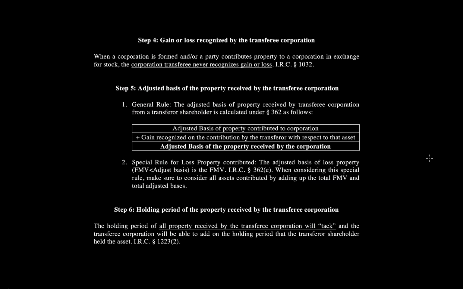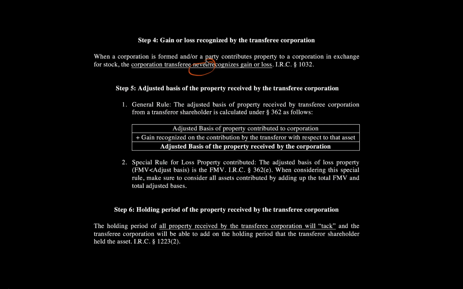In steps 4, 5, and 6, we're specifically focusing on the transferee corporation that's receiving the property. Step 4 deals with the gain or loss recognized by the transferee corporation. The corporation transferee never recognizes gain or loss. Now this applies whether the transferor qualifies for Section 351 when we considered step 1 or not. This also applies to a transferee corporation when formation occurs or any contribution.